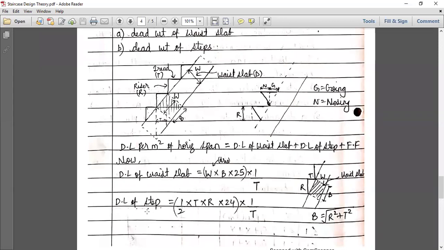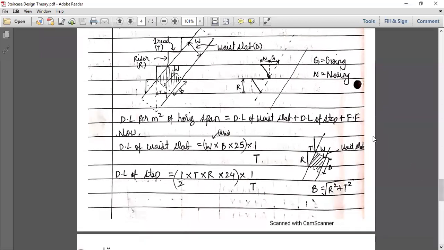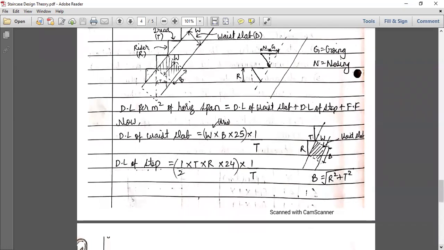Next is the dead load of the step. Okay, how will we find the dead load of the step? Half into base into height, half into R into T into its density. We will consider 24, since this is plain, not reinforced. The waist slab is reinforced, so we consider 25 for it, and for plain concrete we will consider 24. Again, we will find the dead load of the step per tread, so that is why we divide by T. So the dead load of the waist slab and the dead load of the step, and along with them we will add the floor finish, then we will get the total dead load per meter square.